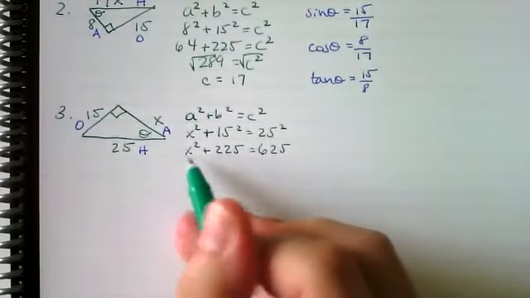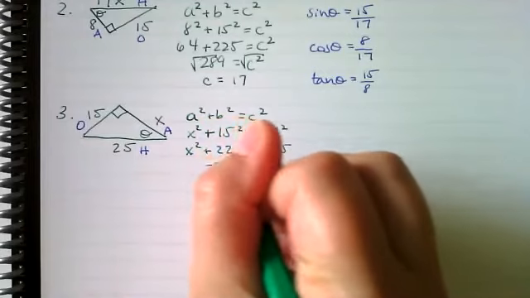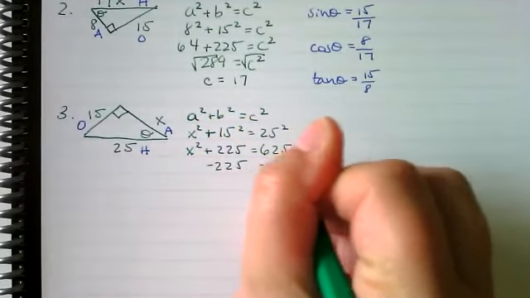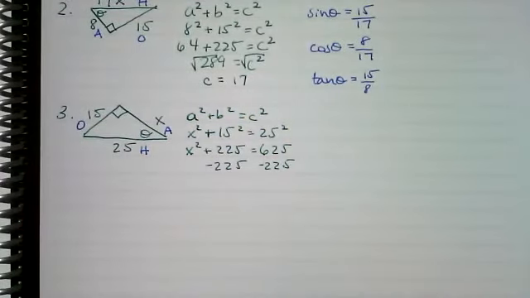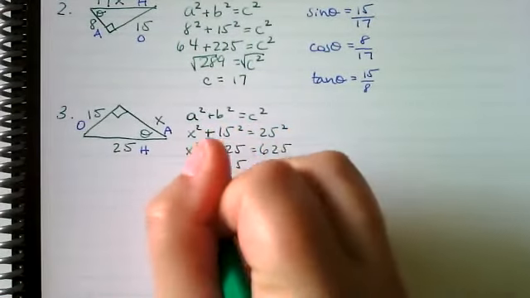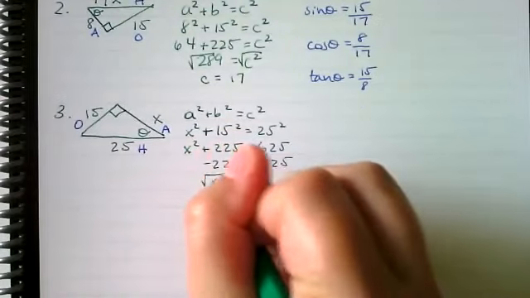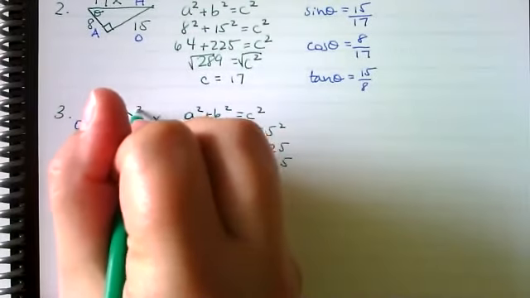For this, I'm trying to solve for x, so I need to get x by itself, so I'm going to subtract 225. So this one's a little more difficult, but it's just regular solving. So for that, I get 400. I'm going to take a square root of both, and then the square root of 400 just gives me 20. So I've got x equals 20, and I'll plug that in up here.